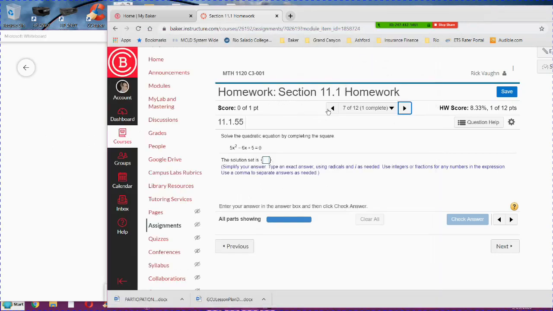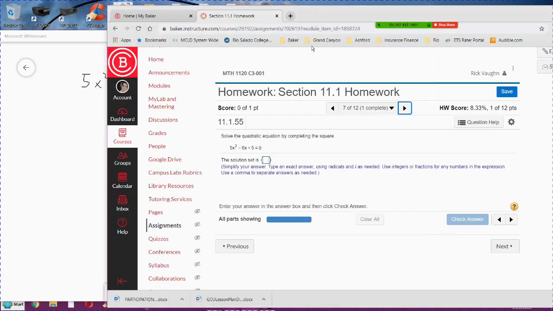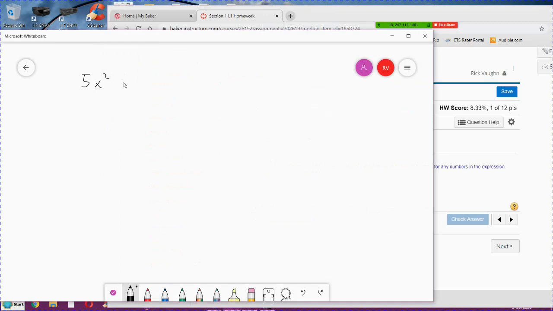So I'll copy this over onto the whiteboard, and then we'll go from there. 5x squared minus 6x plus 5. So in this case, when I have a number out in front of the x squared, I'm going to start off the same way. That is, separate out the first two terms from the last term. Leave a big space, do the plus 5 equals 0. Really haven't done anything, I'm just setting it up.